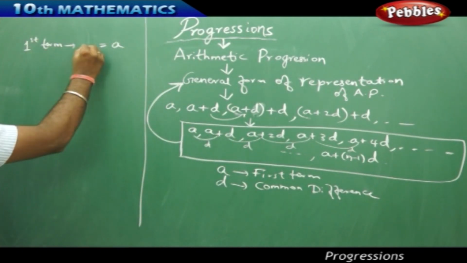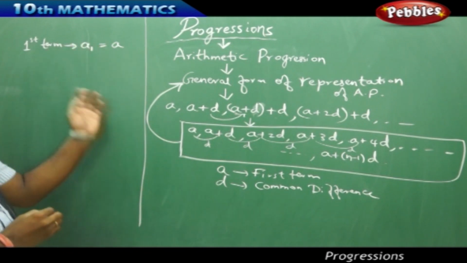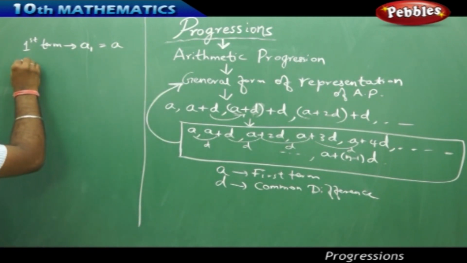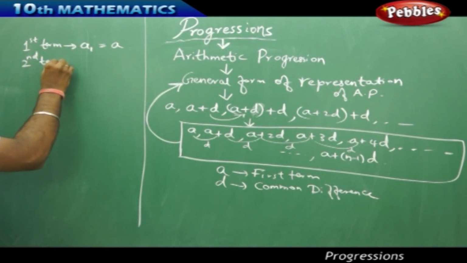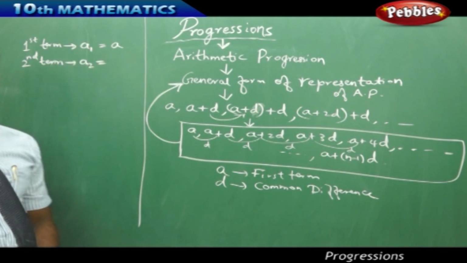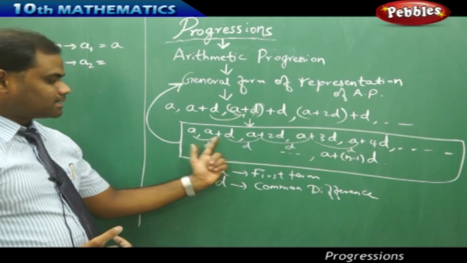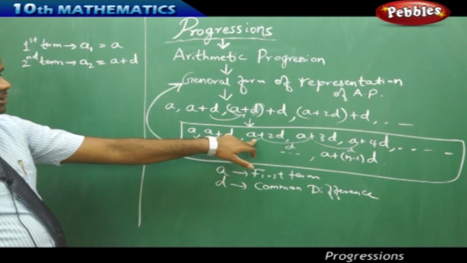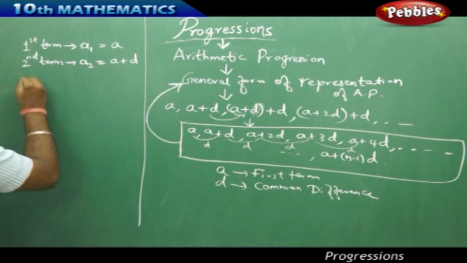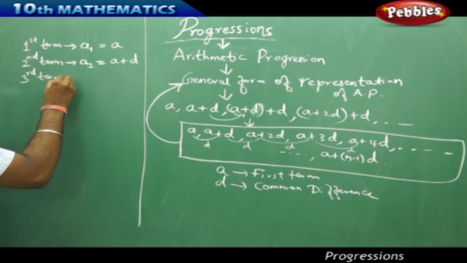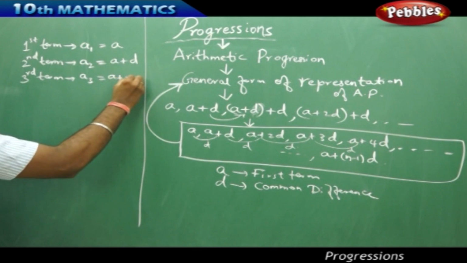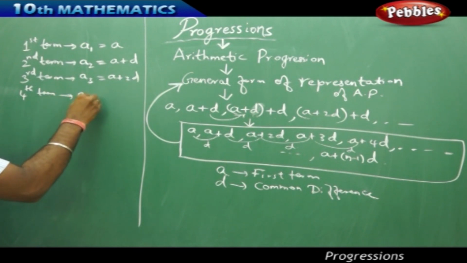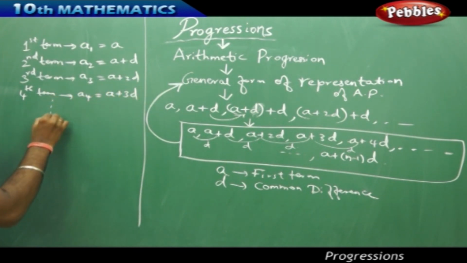Now, in this case, my first term is denoted generally with a1. That means the first term is a, which is a1 equal to a. Similarly, my second term of the arithmetic progression in general is denoted with a2, and a2 stands for second term. Therefore, the second term is a plus d. Therefore, my a2 is a plus d. And similarly, my third term, a3, will be a plus 2d. And similarly, my fourth term, a4, is a plus 3d, and so on.